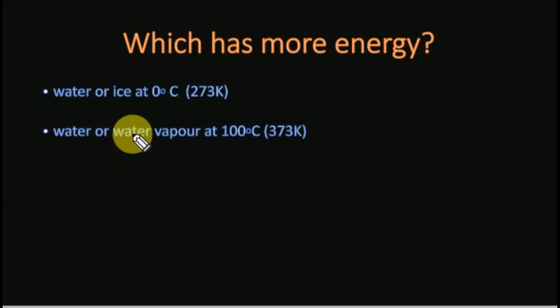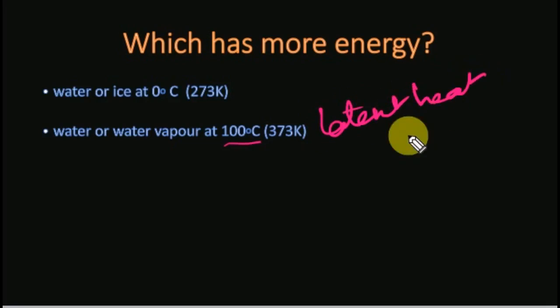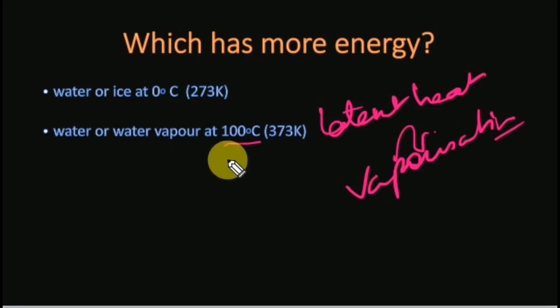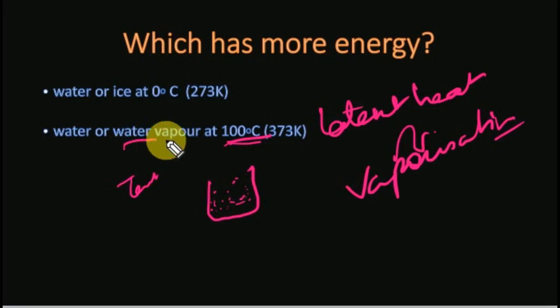And water or vapor at 100 degrees Celsius: again, the same kind of reason, with a little variation, the latent heat of vaporization is the reason. Because at the boiling point, the heat content of the system increases. Temperature is not increasing, but heat content is increasing during the vapor formation. So that's why the vapor has more energy as compared to the water.